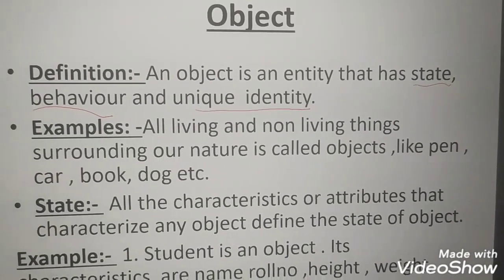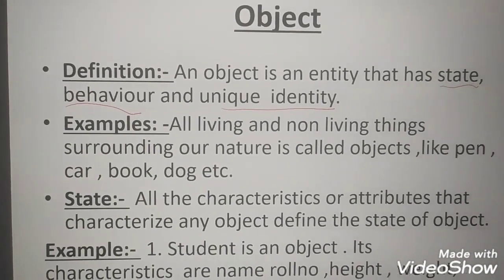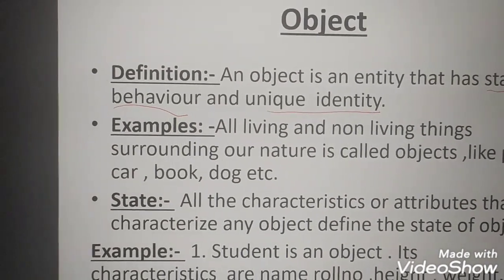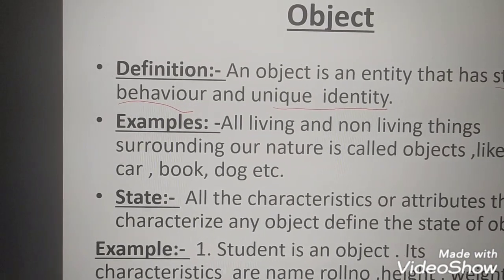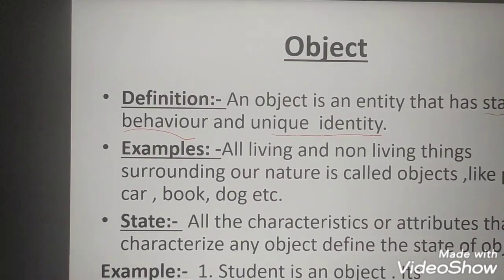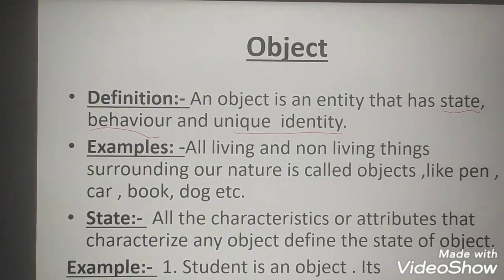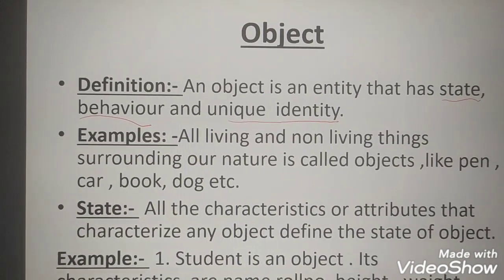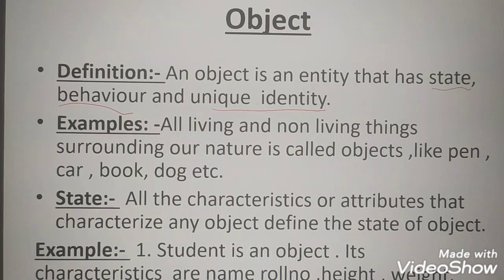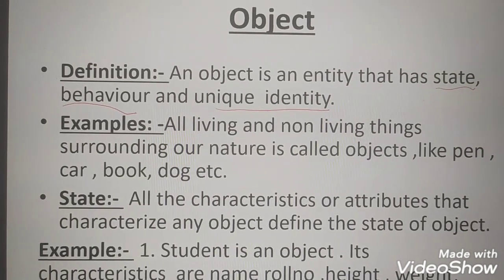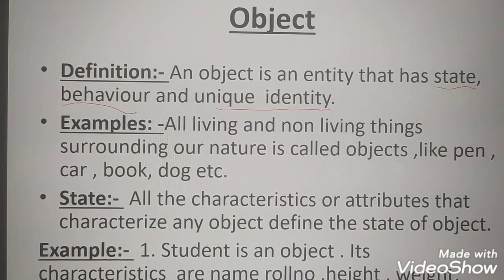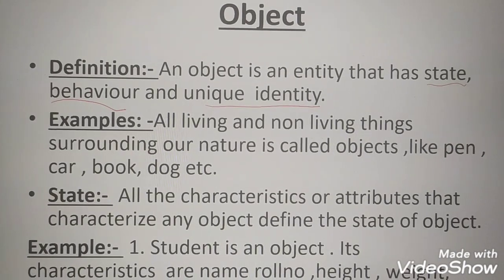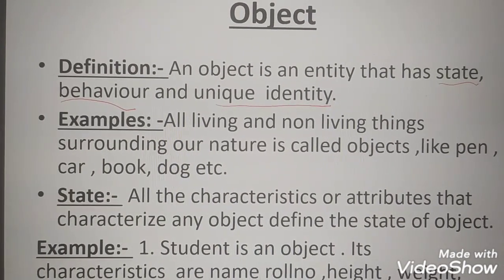First we should see what is the meaning of the state. Now in class 8 all of you know that you have already learned about data. Data is just like your roll number, name, address, phone number, all these are called data. If I am talking about the state, the state is nothing but the data, we can say. Now the proper definition, you see here: all the characteristics or attributes that characterize any object define the state of an object. Characteristics or attributes which characterize an object, that is called a state.